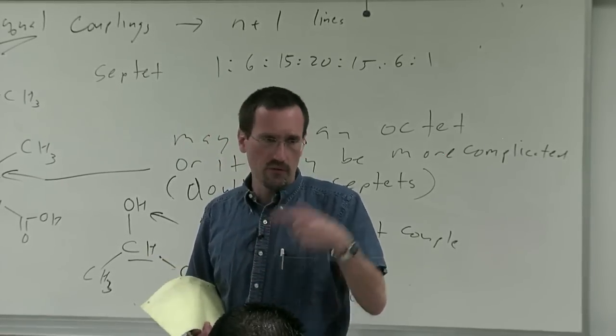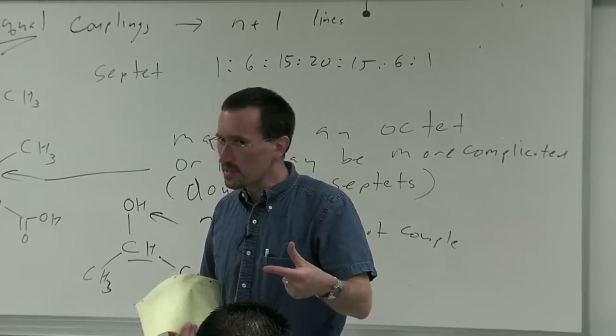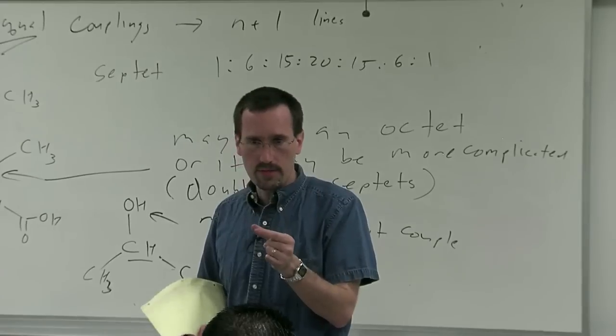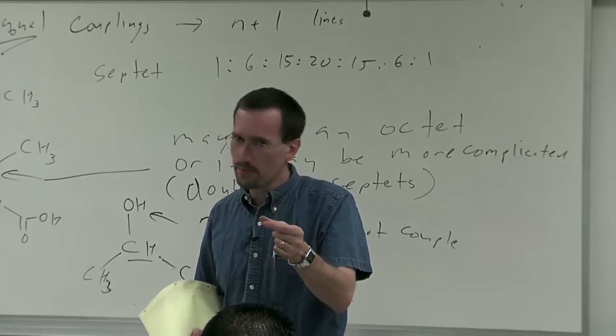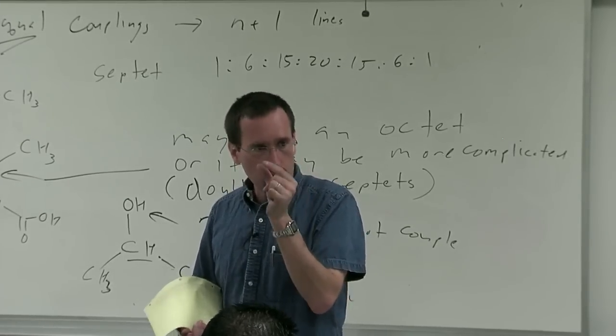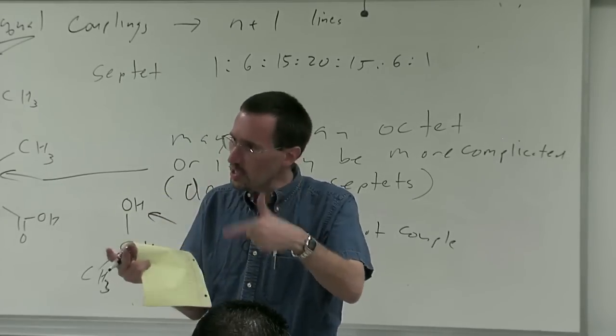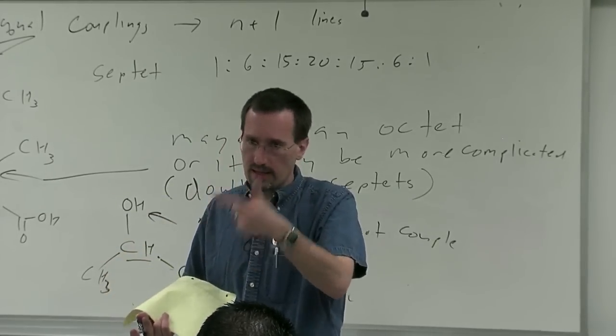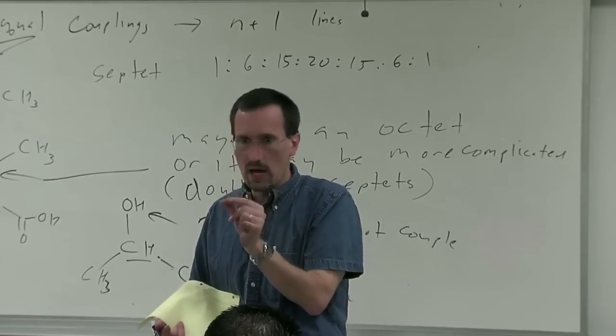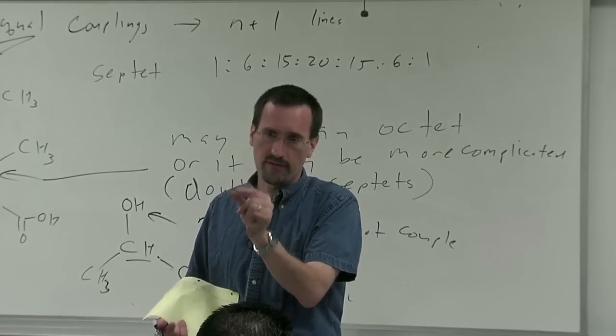Also, there are two different time scales. One is the time scale for coupling. The other is the time scale for being able to see a peak. Remember I talked about the uncertainty principle before? So in order to see coupling, your exchange rate has to be such that your line width is on the order of better than 7 hertz.